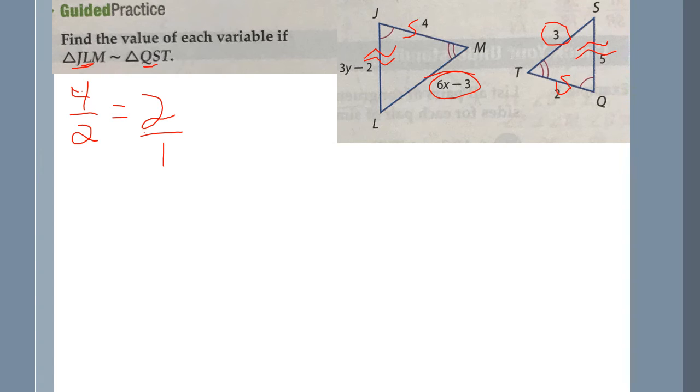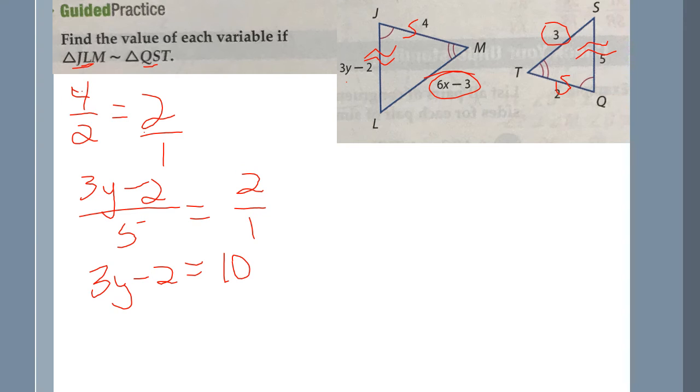Okay, so let's go solve for y, because I feel like doing that one first. 2/1, so larger over smaller. JL is the larger. So (3y minus 2) over 5 equals 2/1. Cross multiply, I end up with 3y minus 2 equals 10. So 3y equals 12, which means y is equal to 4.